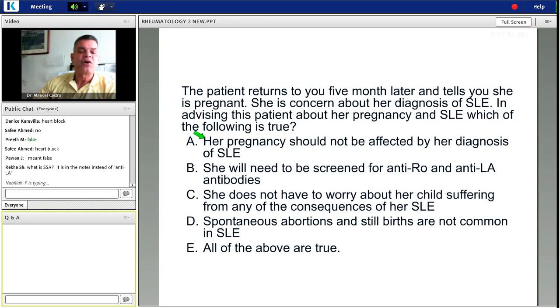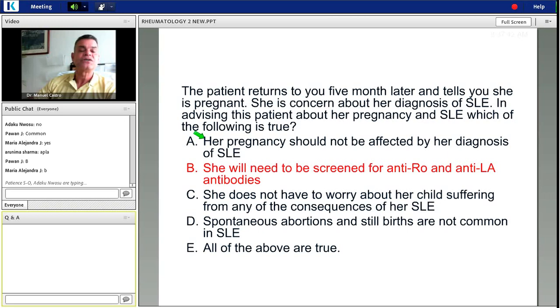Now, spontaneous abortion and stillbirth are not common in SLE. No, they're actually common. If the patient has antiphospholipid antibody syndrome, that could be common. So what is the actual answer here? She will need to be screened for anti-Ro and anti-La antibodies. Absolutely. So that's very important here.